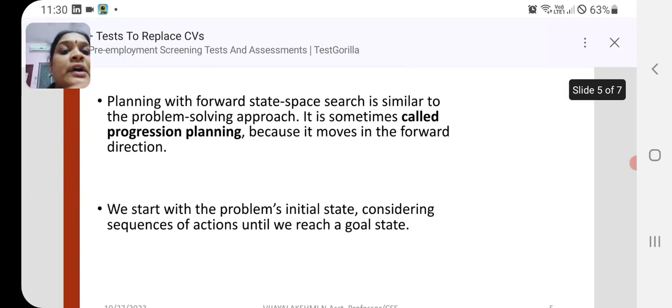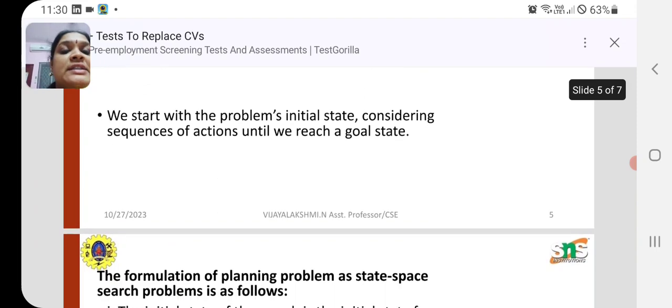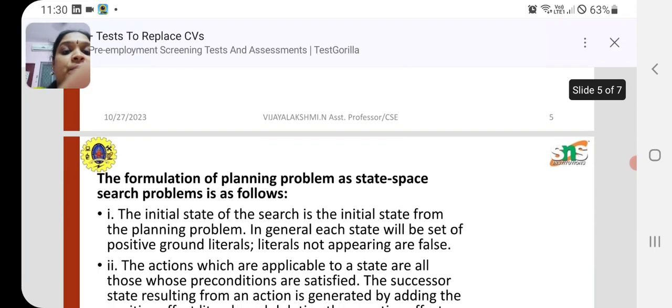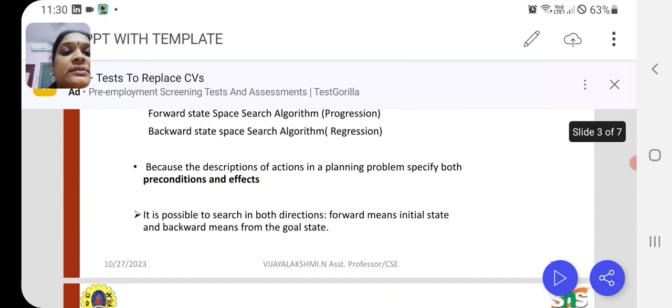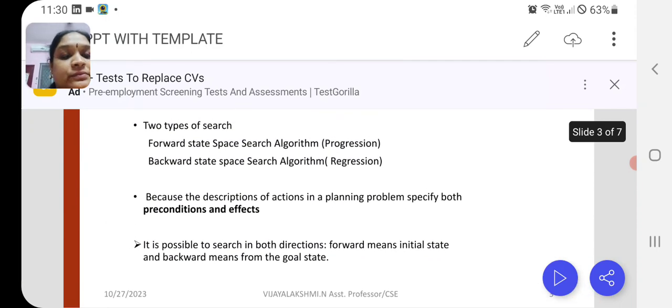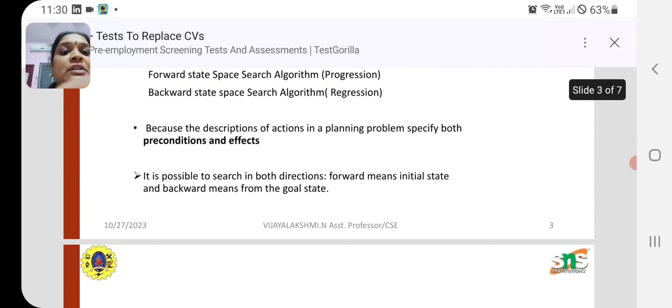As we saw, forward state space search is progression planning. Here backward is called regression, which we saw in the initial definition, I mean, the first slide of the definition.